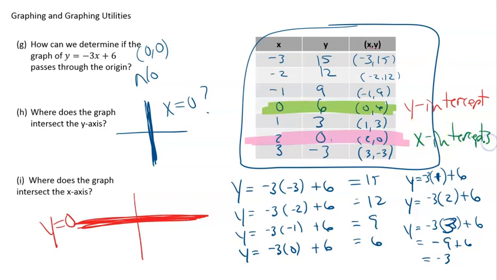Was that the easiest way to do that? No. The easiest way to do it would be to have a graph in front of you, but I did see that there were homework problems that give you a table and ask you questions like this, so I wanted you to see that.